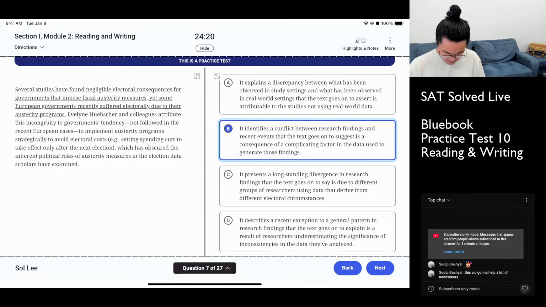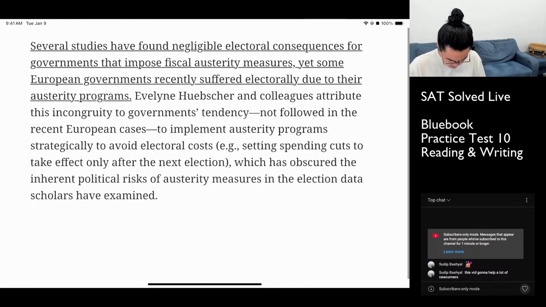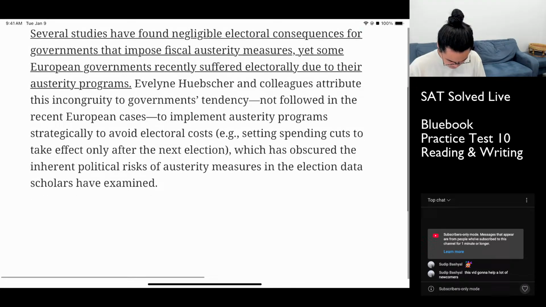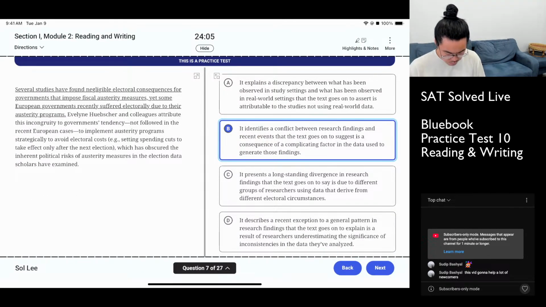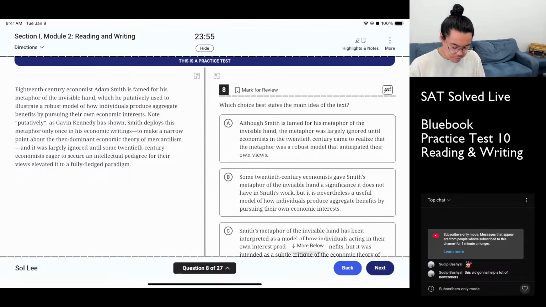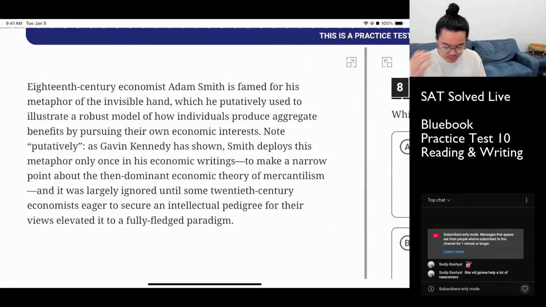No, has to be B. Conflict between research findings and recent events. Recently suffered electorally. Okay. Consequence of a complicating factor. Correct. Which changes the data. Okay. Has to be B. All right, moving on. I think it's fair if I were to bookmark that one, but I did double check A and C and D, so I'm going to just move on. Let that be my final answer.